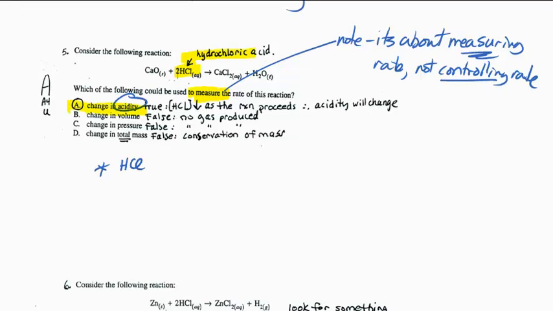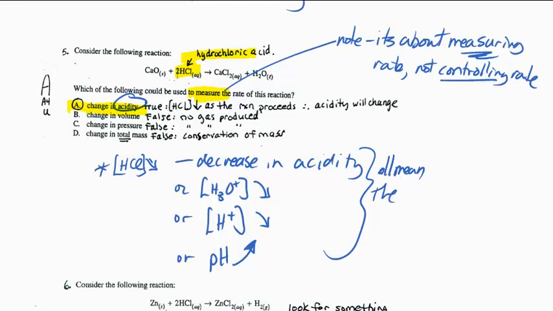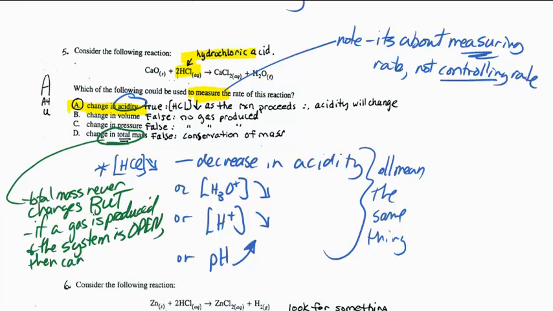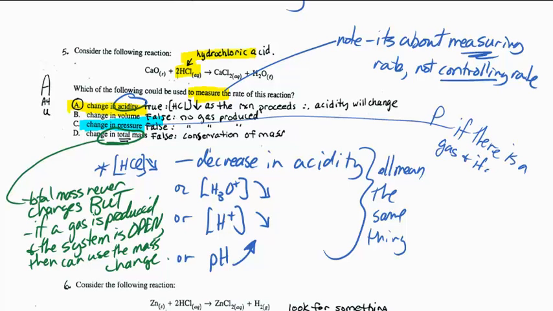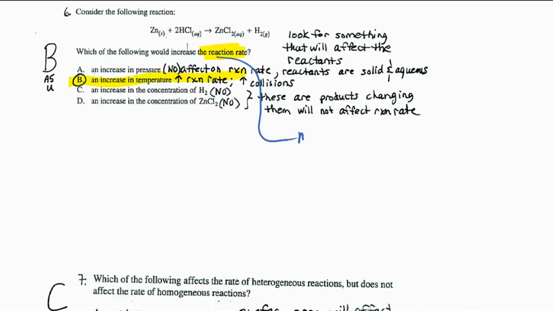Now, in question 5, its change of acidity is important. The point I want to make about this is there's so many ways to talk about it. Decrease in hydronium ion concentration, or hydrogen ion, which is the same thing, it's just a different notation, or an increase in the pH. Also, total mass never works to find the rate because total mass never changes. But in an open system, and if there's a gas produced, the mass will decrease.